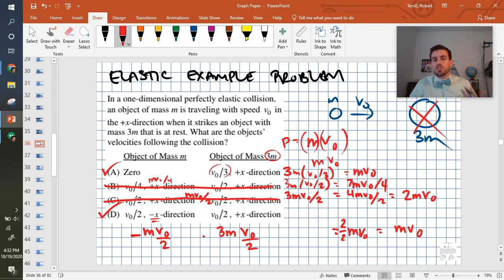Actually, that one also works because we've conserved energy. So it has to be A and D, or A or D.